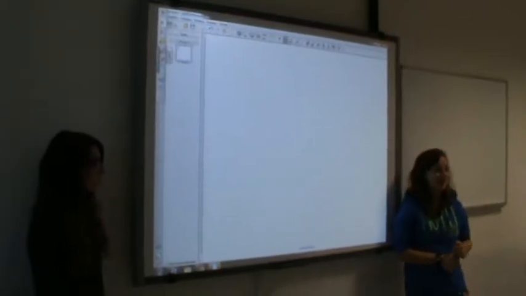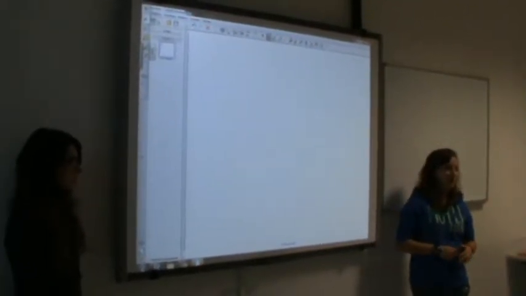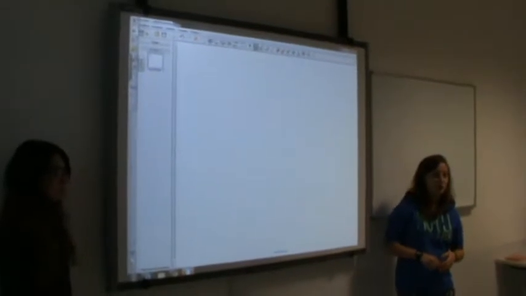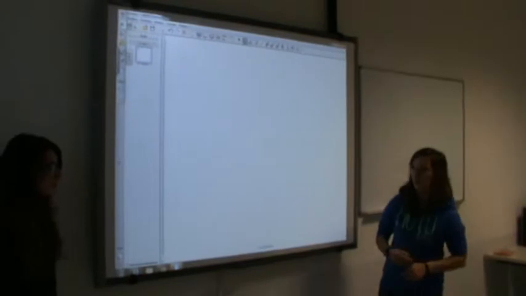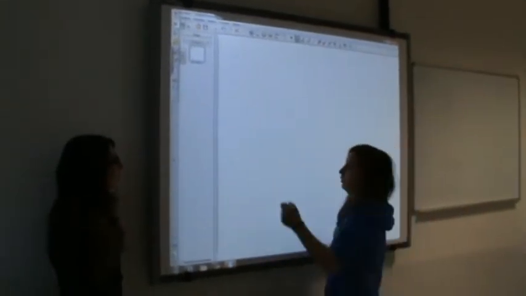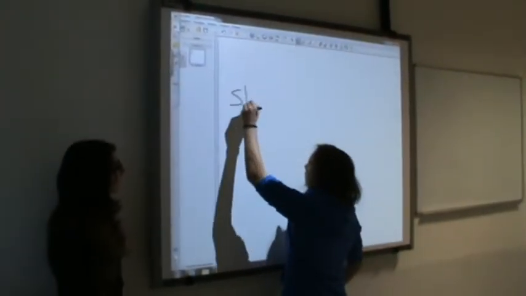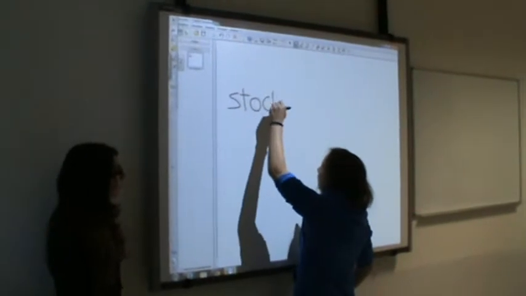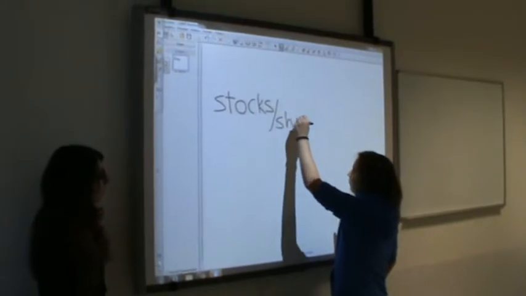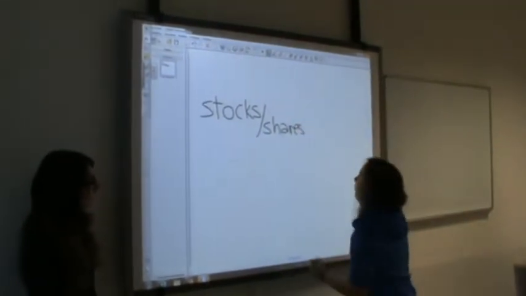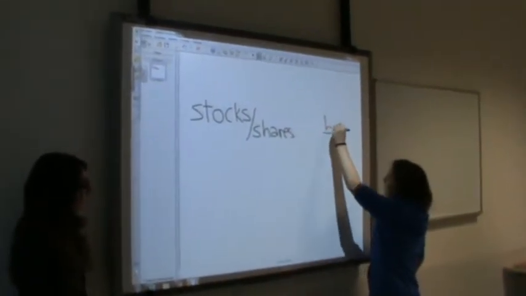Hi guys, today we're going to talk about what it means to buy company stock. So first of all, let us make sure we understand the difference between stocks and bonds. So let's write stocks or shares. And in this part we write bonds.